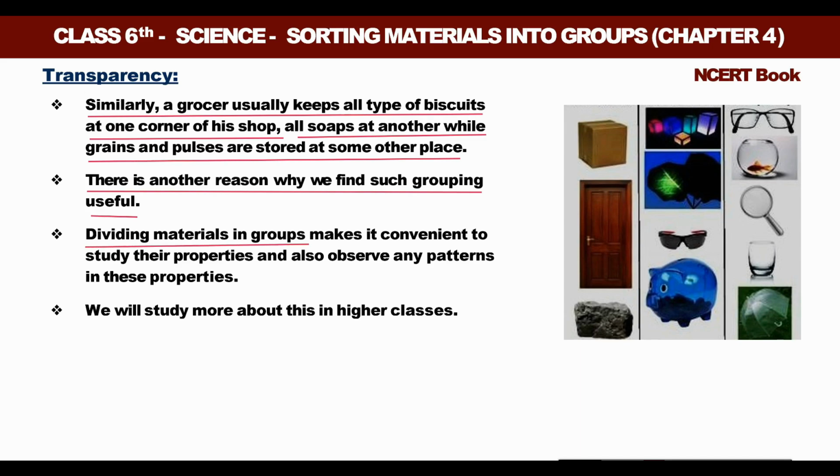There is another reason why we find such grouping useful. Dividing materials in a group makes it convenient to study their properties and also observe any patterns in these properties. तो एक ग्रुपिंग से एक फ़ायदा ये भी होता है कि इस ग्रुप में रखा है तो इसकी ये प्रॉपर्टीज़ होती हैं, कोई ट्रांसपेरेंट है तो कोई ट्रांसलूसेंट है, कोई हार्ड है तो कोई सॉफ्ट है, कोई सॉल्युबल है तो कोई इनसॉल्युबल है। तो आप उसका ग्रुपिंग अलग करने लग जाते हैं, जिससे आप बाद में उसकी स्टडी ईजिली कर सकते हैं। We will study more about this in the higher classes, related to this aspect of grouping, transparency and different properties of material.